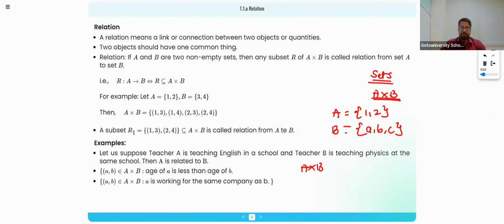Can you recall it? A has how many elements here? 2 elements. B has how many elements? 3 elements. And A cross B will have how many elements? Definitely 6 elements. That is the product of the number of elements of the two sets, right? So can you tell me what are the ordered pairs we get here? This is how you write the product. So 1 is paired with each element in the next set, right?